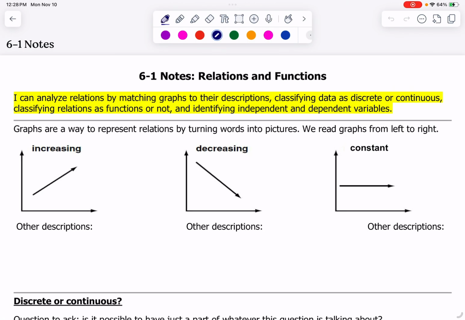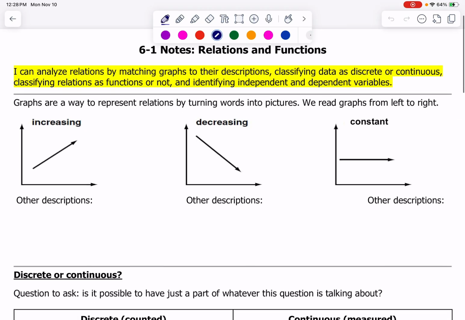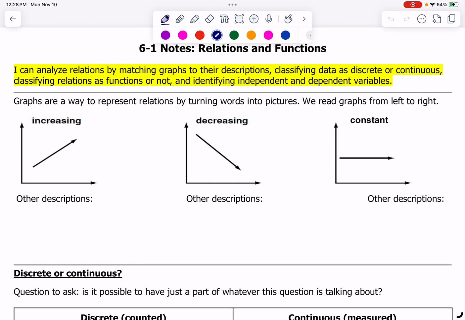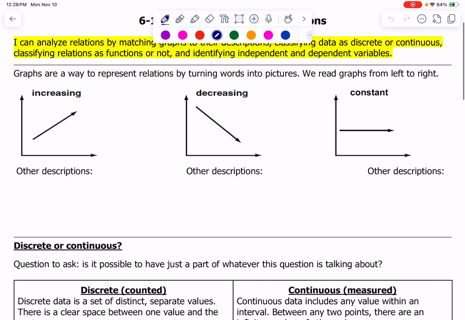Good morning. Today we're going to look at notes, relations, and functions. So what we're doing today, we can analyze relations by matching graphs to their descriptions, classify data as discrete or continuous, classify relations as functions or not, and identify the independent and the dependent variables.